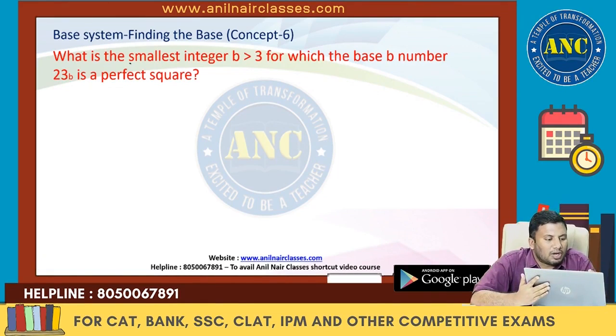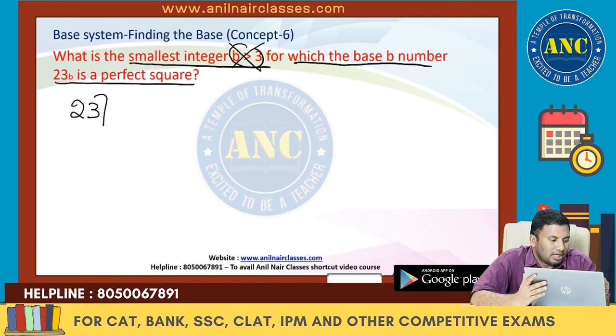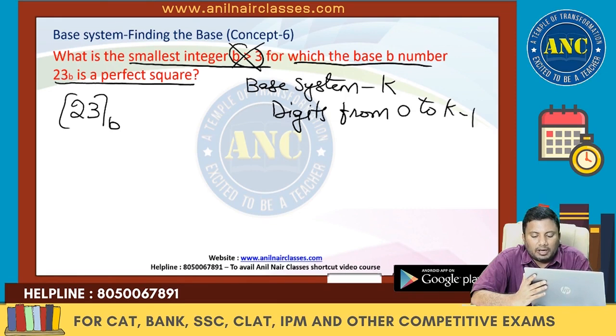What is the smallest integer b greater than 3 for which the number 23 in base b is a perfect square? You don't need to specify this. If I write a number 23 in a base system b, if a base system k is there, then the digits will be from 0 to k minus 1.